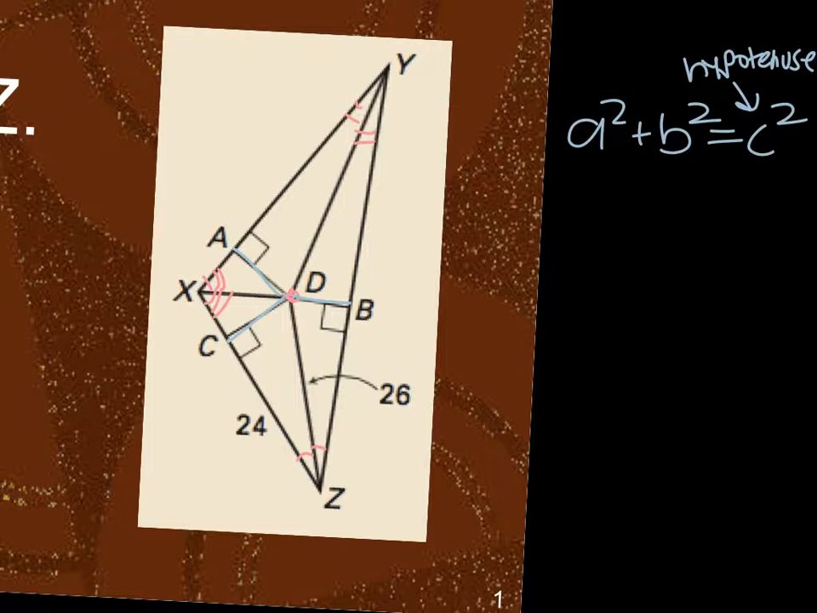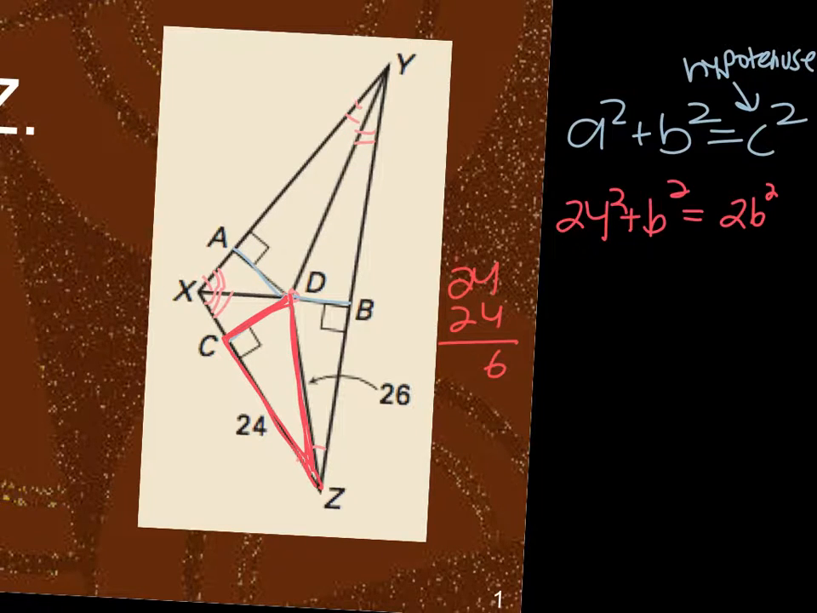So if I look at this little triangle, any of these triangles, but specifically this one, the hypotenuse would be which one? So 26 squared is going to equal 24 squared plus the side length that I'm missing, which is going to be B. So then I multiply it out. 24 times 24, and I get 576 plus b squared equals, and 26 times 26.